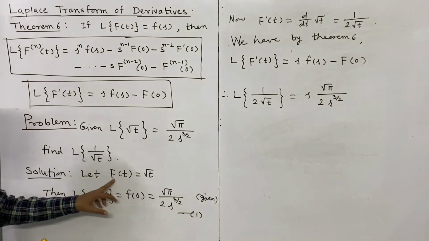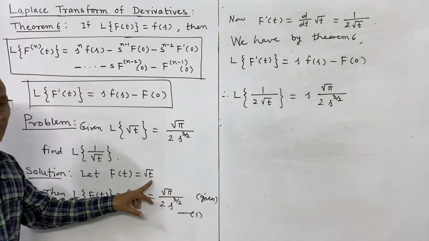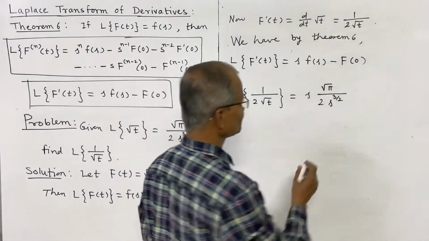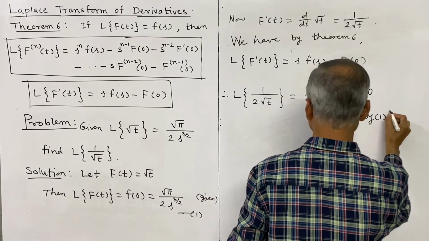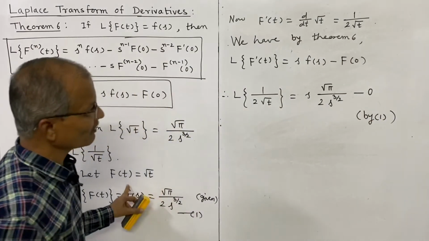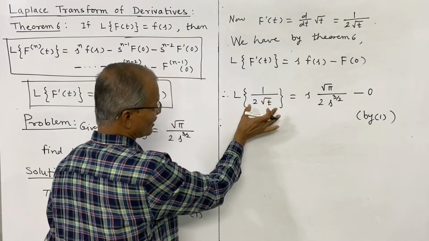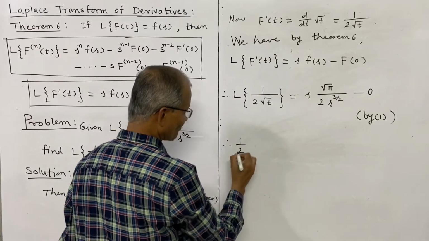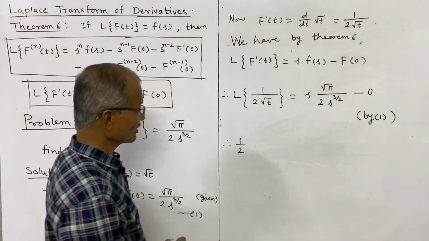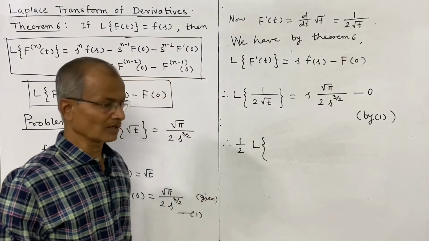It is easy. Put here t equal to 0. f of 0 is root of 0, and root of 0 is 0. So this we have written using this, and also f of 0 is 0. So now you see, this 1 by 2 can be taken outside the Laplace transform by the linearity property. We know it is a constant. Constants can be written outside the Laplace transform.